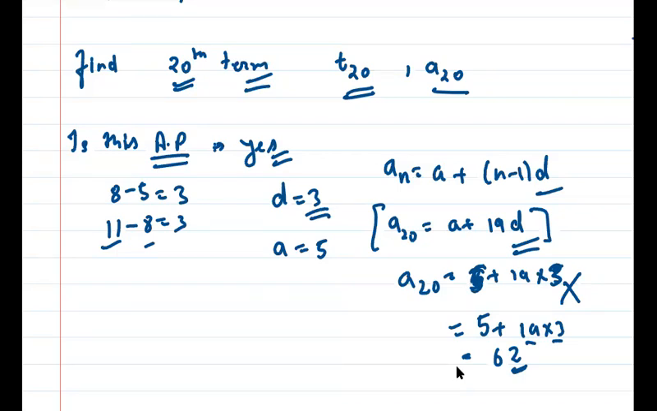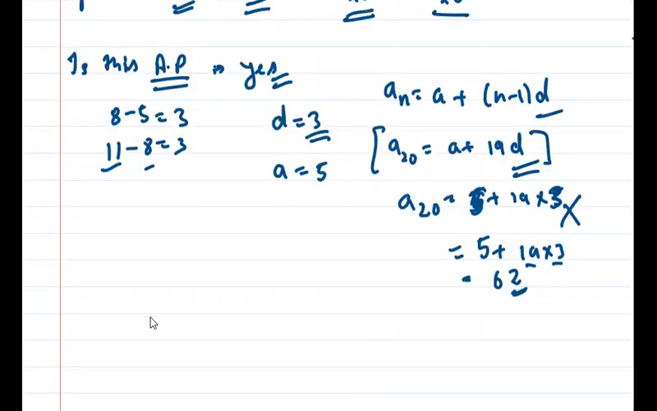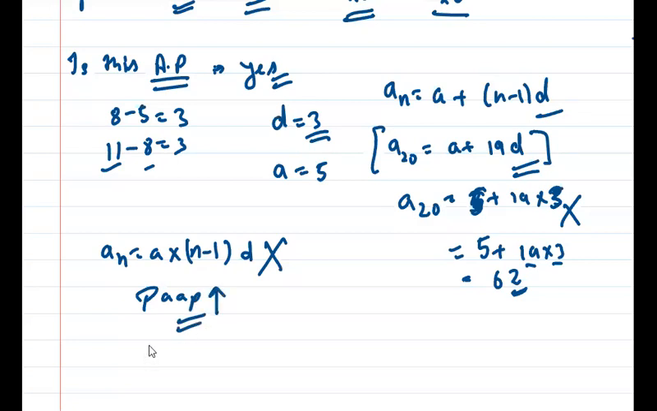Everyone got this? Raise your hand. That's another mistake that most of the people do also: An is equal to a into (n minus 1) into d. This is paap. Do not do this paap, otherwise you will go to hell. Which hell? Not that Satan wala hell. Hell means you will face lots of problems while solving problems.